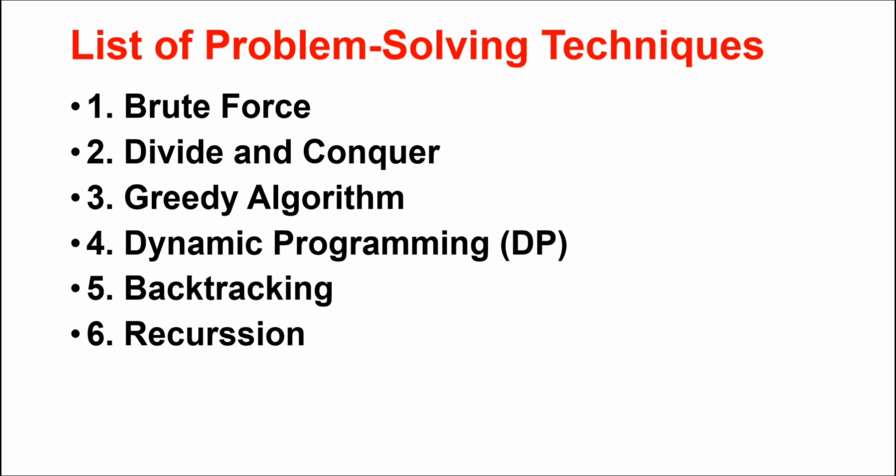Next one is dynamic programming. Dynamic programming is used to solve problems by breaking them down into overlapping subproblems. It stores the results of subproblems, memoization, to avoid redundant computations. We use dynamic programming when the problem has overlapping subproblems and optimal substructure. The optimal solution to the problem can be constructed from the optimal solutions to its subproblems. That is the time we need to use dynamic programming.